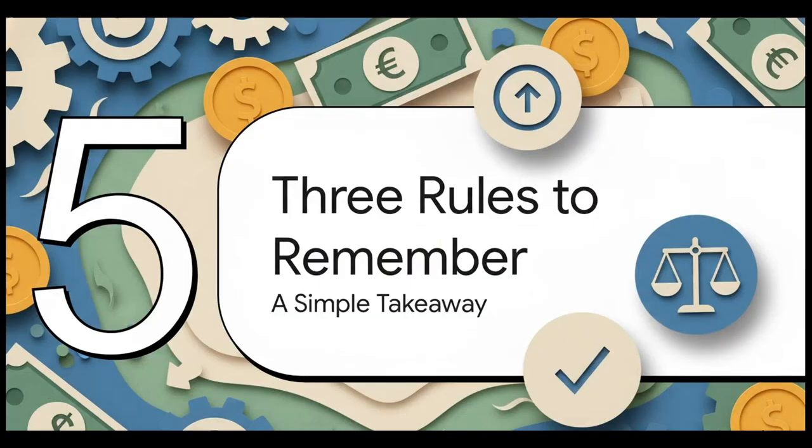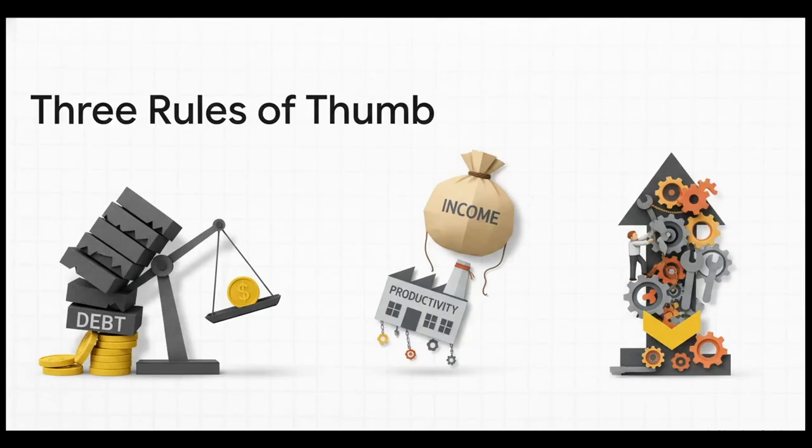That was a lot, I know, but the great thing is we can boil this entire complex machine down to 3 simple rules of thumb. 1. Don't let your debt grow faster than your income, because eventually it will crush you. 2. Don't let your income grow faster than your productivity, or you'll become uncompetitive. And 3. Always, always, always do everything you can to raise your productivity. In the long run, that is what truly matters most.